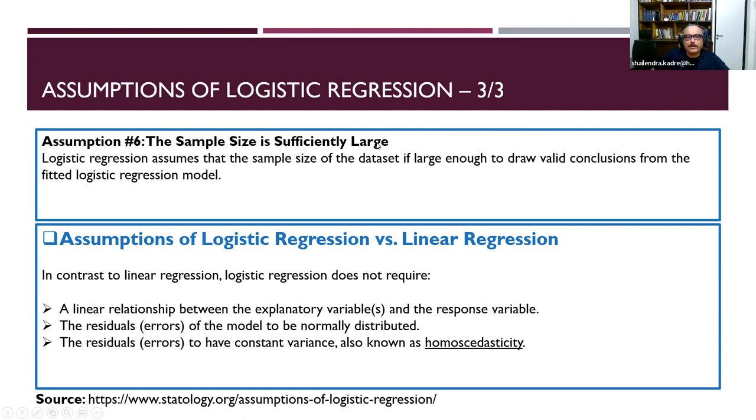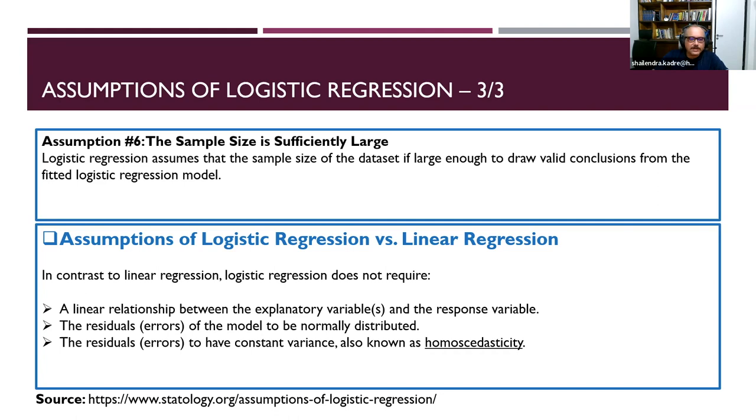Assumption 6, the sample size is sufficiently large. When we perform a regression equation, we cannot work with a small sample. So generally the threshold is 30. If our number of records in our data sets is less than 30, then there are different techniques to deal with it. But these are generalized techniques in which we need more than 30 records. 30 is very little, but bare minimum you should have 30. Below 30, there are different techniques to analyze.